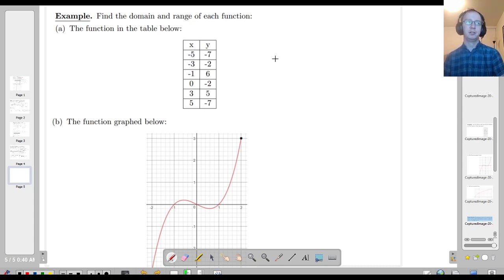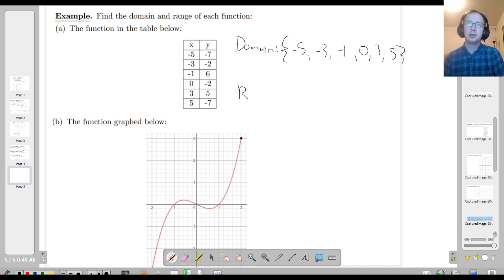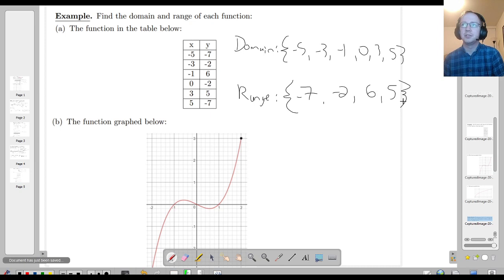inputs right here. So for this one, the domain is the set of numbers -5, -3, -1, 0, 3, and 5. The range, again, it's not all the numbers from something to something else, it's just these specific guys on this side. So let's see, I've got -7, I've got -2, I've got 6, I'm not going to write -2 again, I've got 5, and I don't need to write -7 again.